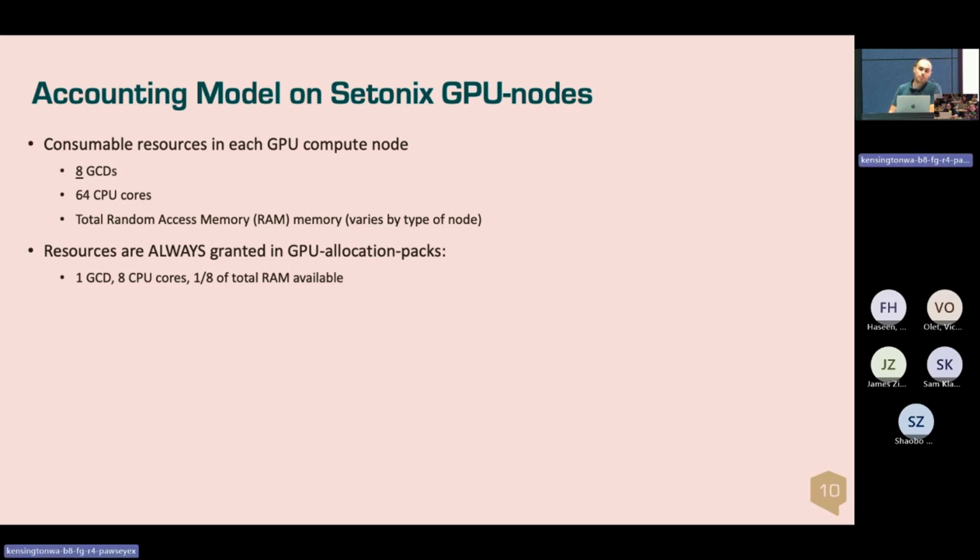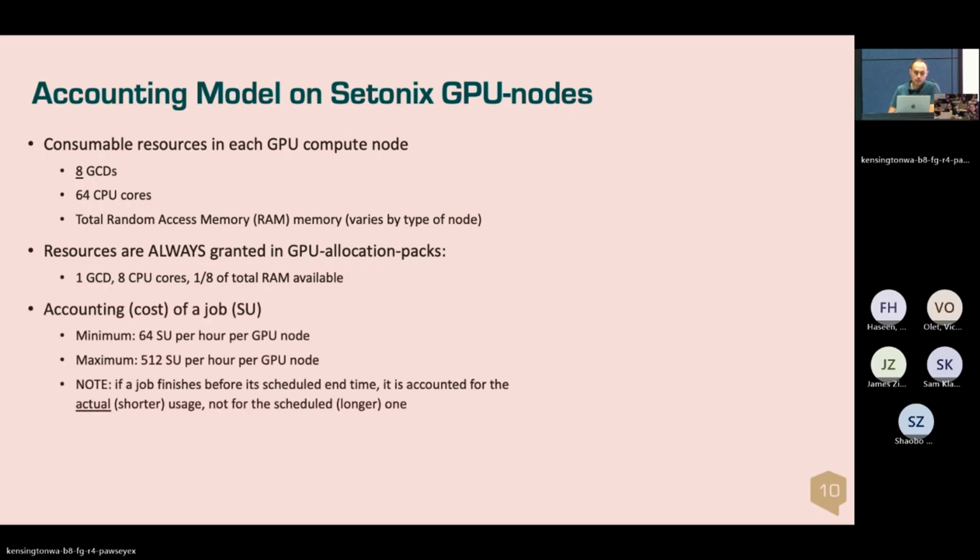There are 8 GCDs or virtual GPUs, so the allocation goes in multiples of 1/8. So you get 1 GPU, then you are also given 1/8 of the CPU cores and 1/8 of the memory, and so on. So when you write your own job scripts, you only ask for the number of GPUs, and the other resources are allocated and charged for automatically. So a single GPU costs 64 service units. The minimum cost to run a GPU job is 64 service units per hour. The maximum is 512, which is 64 multiplied by 8.